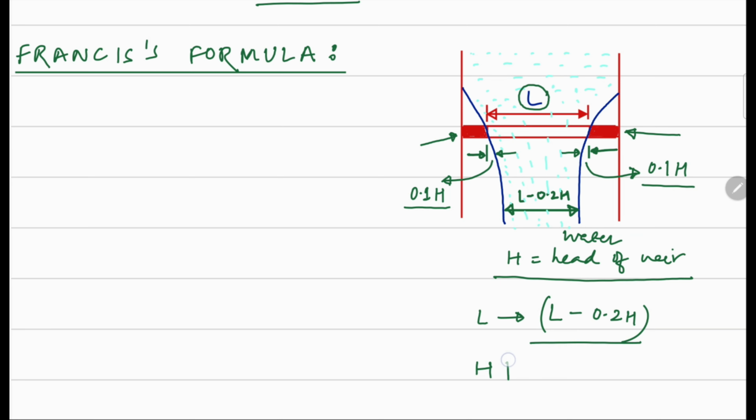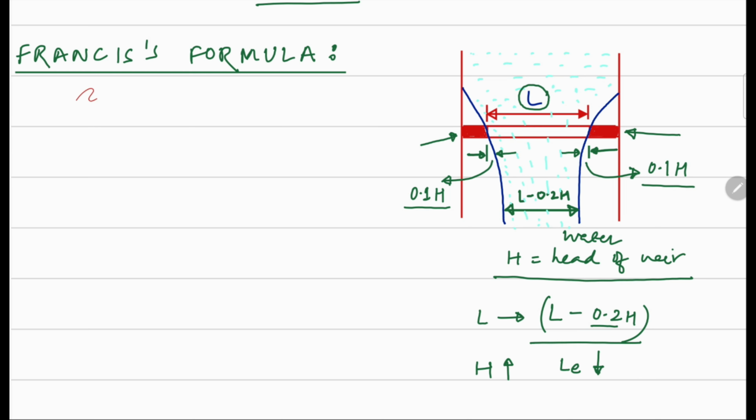Now, if H is very high, the effective length is going to decrease significantly. So here you take the number of end contractions, multiply by 0.1 and by H, and subtract that from the original length of the weir, and that's how you get the effective length. So let's discuss how we should use this for the determination of the discharge.